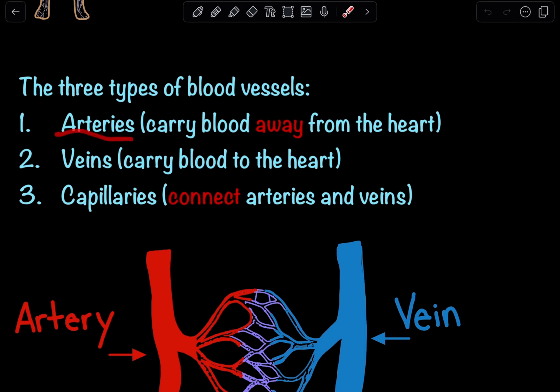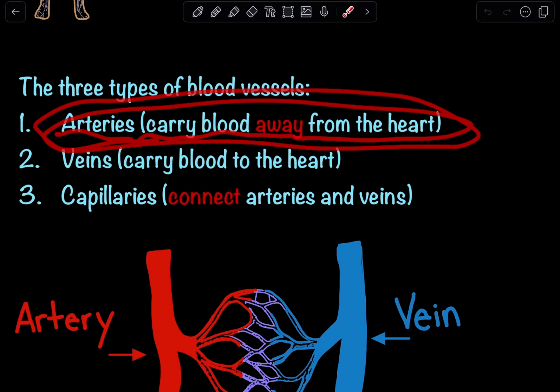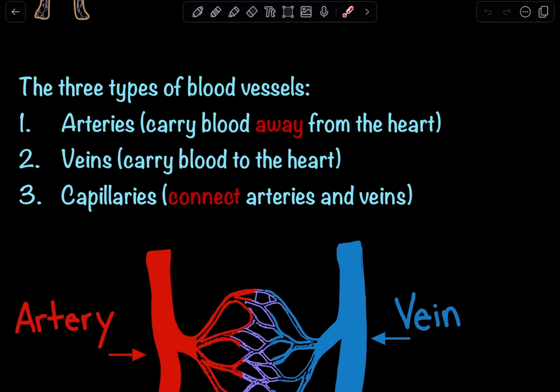So arteries carry blood away from the heart. So we can imagine that if blood is being carried away from the heart, well, the heart is pumping oxygenated blood because that oxygenated blood is coming from the lungs. So arteries will pump oxygenated blood away from the heart. So arteries away.